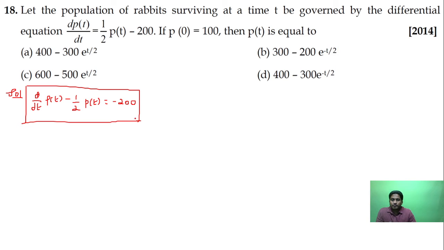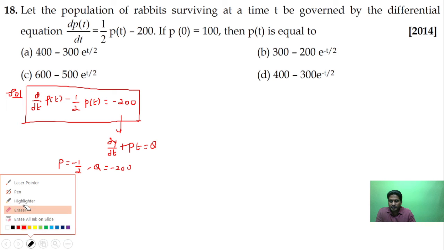Now this is of the form dy by dt plus Pt is equal to q. P and q are constants or functions of t. So this means that this y will be equal to p of t, and then p is equal to minus 1 upon 2, and q is equal to minus 200. Not necessary you should take y. So directly we can take p of t, instead of y, into integrating factor.